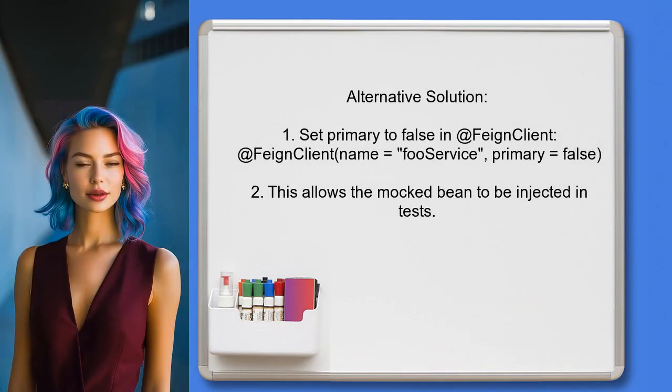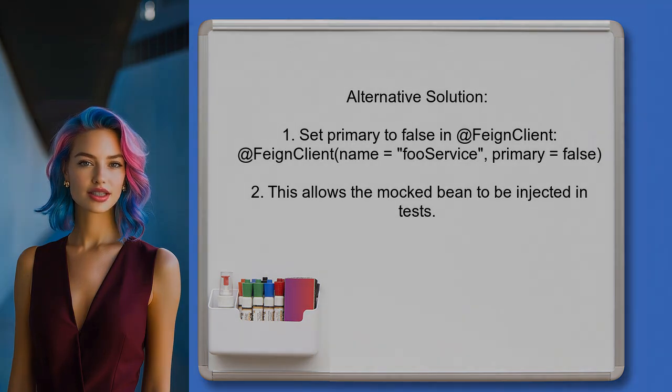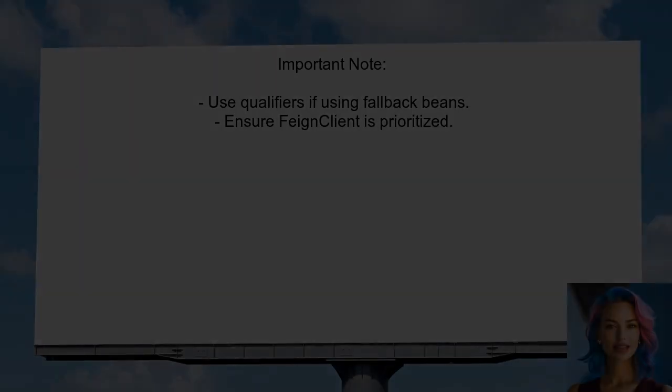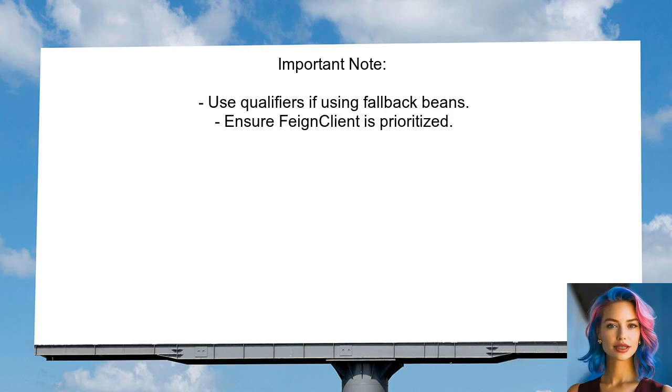This user suggests that the issue arises because FeignClient beans are defined as primary, giving them priority over other beans. To resolve this, you can set the primary attribute to false in your FeignClient annotation. Additionally, if you're using a fallback bean with your FeignClient, be cautious. You may need to specify the FeignClient bean with a qualifier to ensure it takes precedence over the fallback.